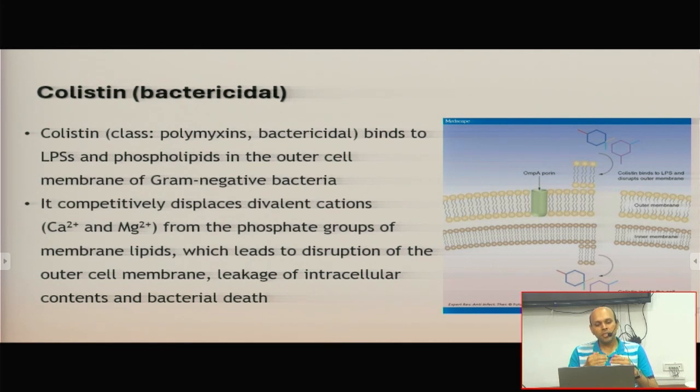So it competitively displaces the divalent cations, calcium and magnesium, from the phosphate groups of membrane lipids. That leads to disruption of the outer cell membrane. And when that cell membrane is disrupted, the intracellular contents leak outside the cell. And when the contents leak outside, the cell has to die because the osmotic balance is not maintained. So that is the mode of action of colistin, which is a bactericidal agent.